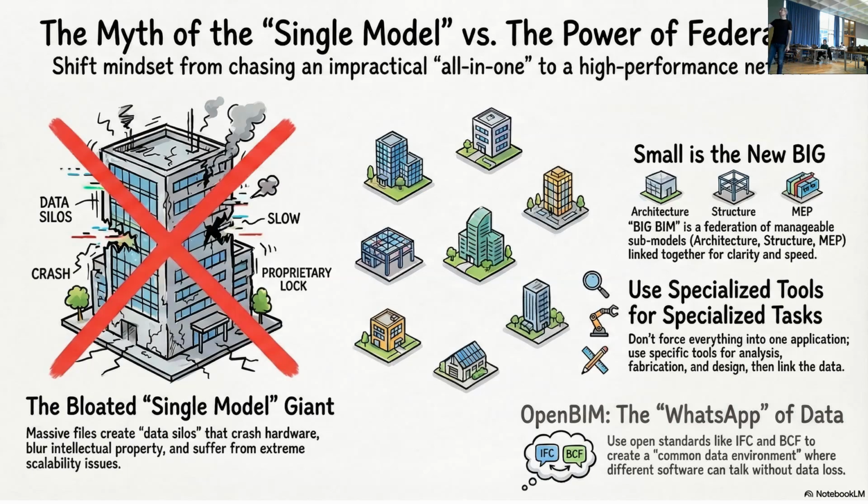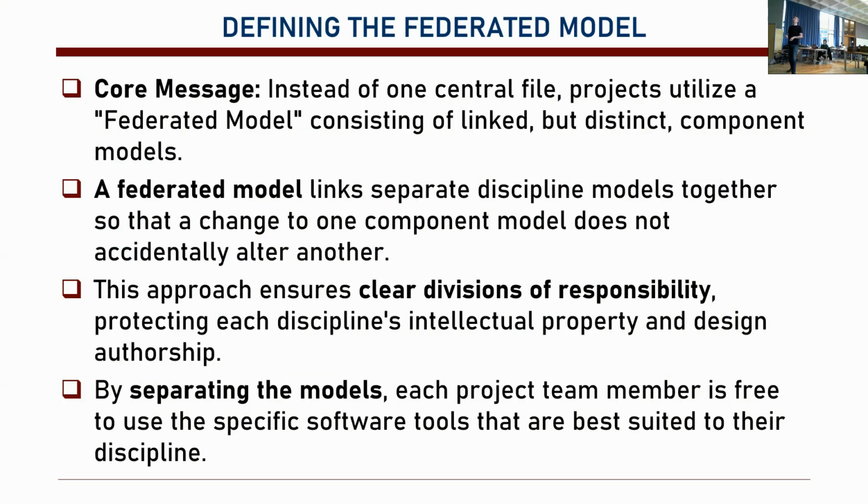Instead, we have many models, okay, and we have small models that come together. Okay, so that is the idea. So we will talk about that. This is what we call a federated model. Okay. So instead of a central file, we have a federated model where we have linked models. Okay, so we have distinct models which are linked to a single, let's say, space. So basically we have separate discipline models, but they are brought together in a federated model, okay?